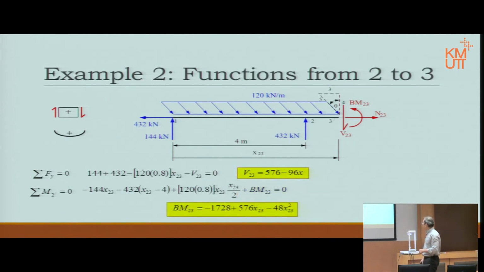Now, notice that we have the shear force between 1 and 2. We have the shear force between 2 and 3. So we are ready to draw the shear force diagram. We have the bending moment from 1 to 2, and we have the bending moment equation from 2 to 3. So we are ready to draw the bending moment diagram for the whole beam. Okay, so we are ready to draw the graph.